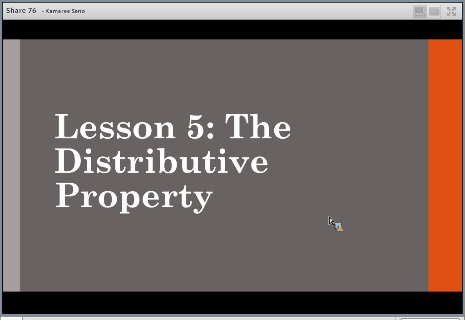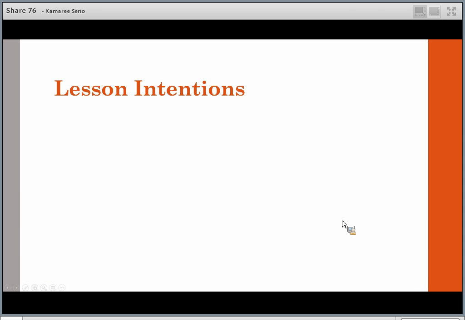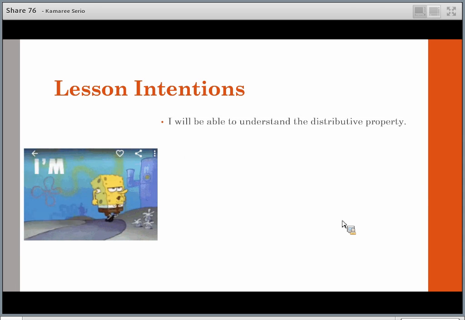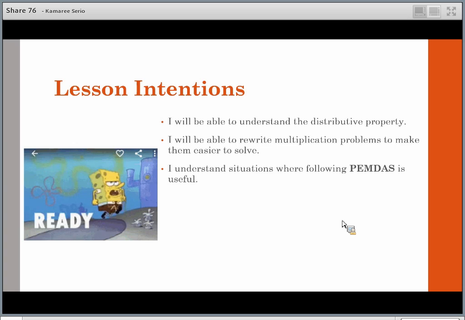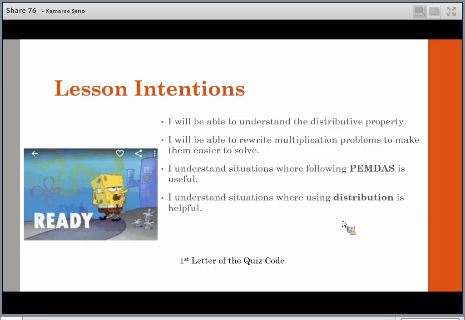So we're going to be talking about the distributive property today. Some lesson intentions here: I will be able to understand the distributive property. I will be able to rewrite multiplication problems to make them easier to solve. I will understand situations where PEMDAS is useful, and likewise where distribution is useful.